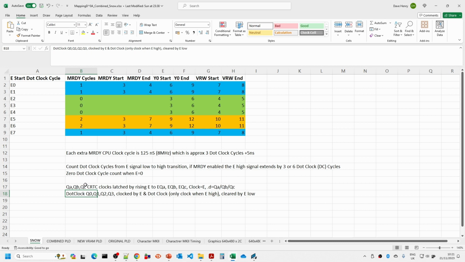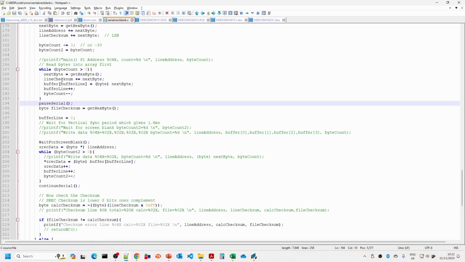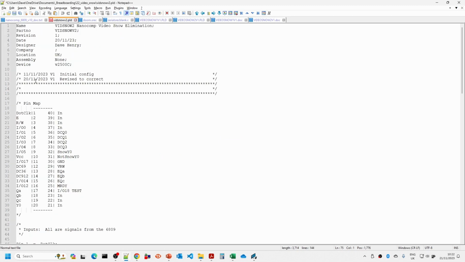And then dependent on that cycle, we're going to count the number of dot clock cycles from the start of that cycle, and depending on the number here, we'll choose where these various signals are going to start and end. So it's quite tricky, but I think when you actually see the rules, you'll see that it's a bit simpler.